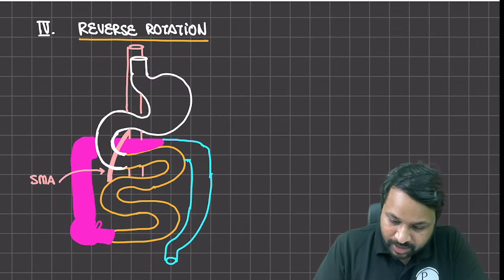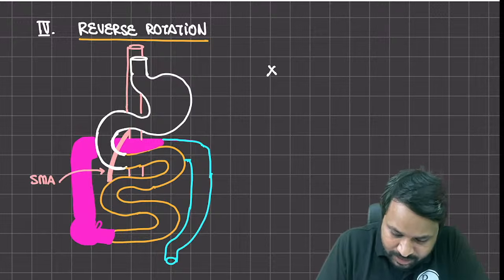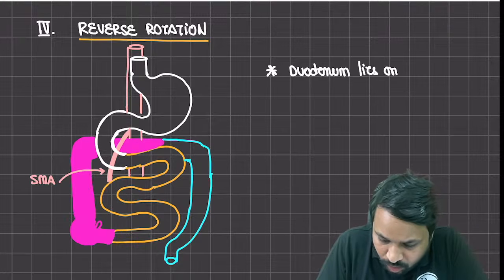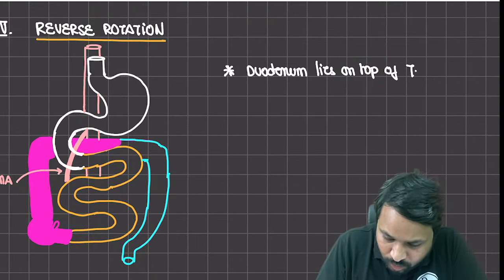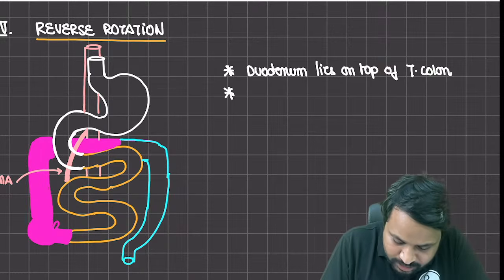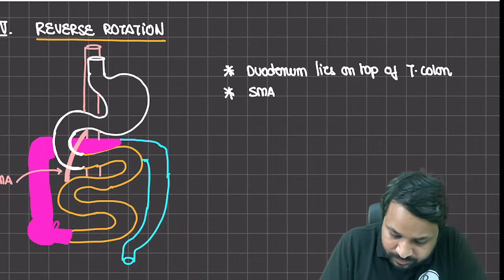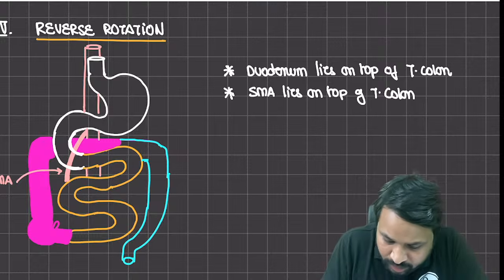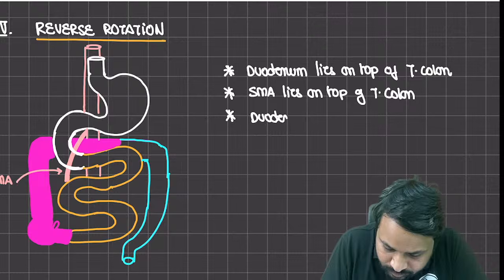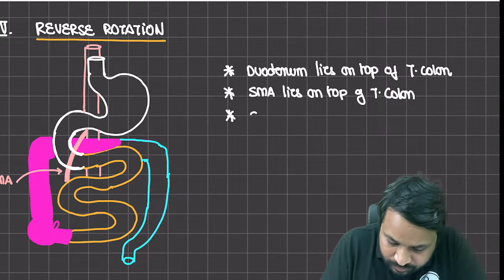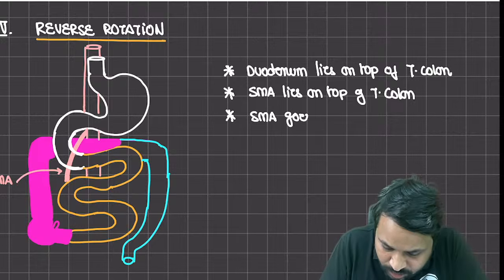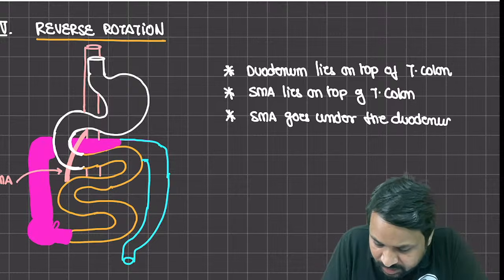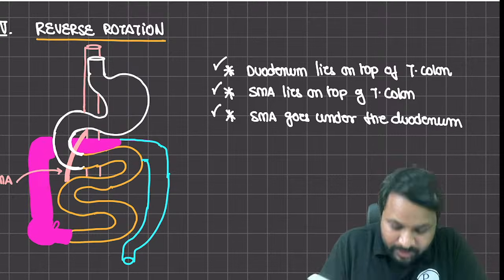What is the problem in reverse rotation? Rather than problem, what are the important salient features? Number one, the duodenum lies on top of the transverse colon. That's the first thing. Second thing you will notice is that the superior mesenteric artery lies on top of the transverse colon, and the superior mesenteric artery goes under the duodenum. It goes under the duodenum. These are the facts about your reverse rotation which nobody tells you.